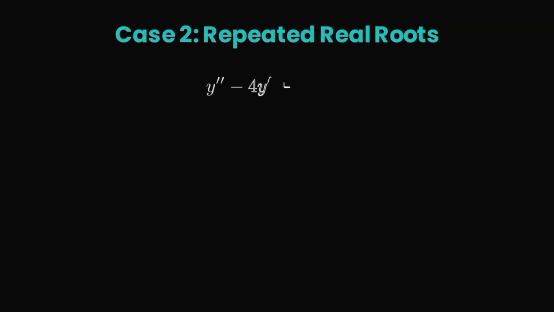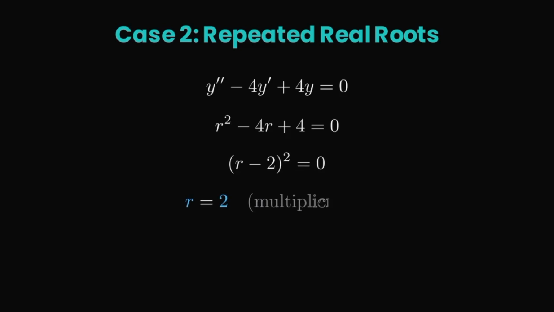Now what if the roots repeat? Consider y double prime minus 4y prime plus 4y equals 0. The characteristic equation is r squared minus 4r plus 4 equals 0, which factors out perfectly into r minus 2 squared. We only get one root, r equals 2.